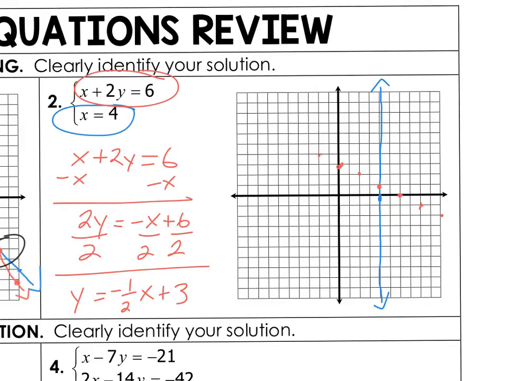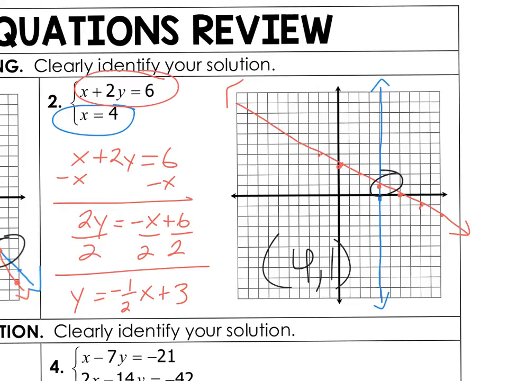You could probably already see where these two lines are going to intersect. Not the straightest line, I'm sorry, but it looks like they're going to intersect at that point right there, which is 4, 1. So the answer is going to be 4, 1.